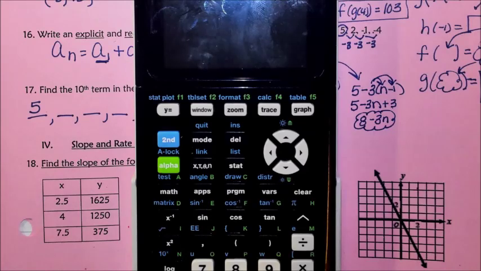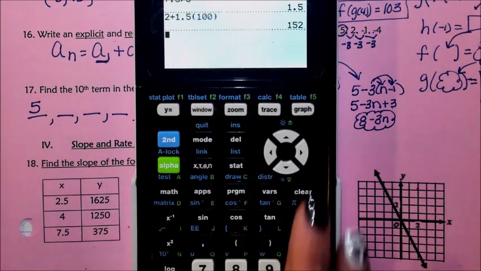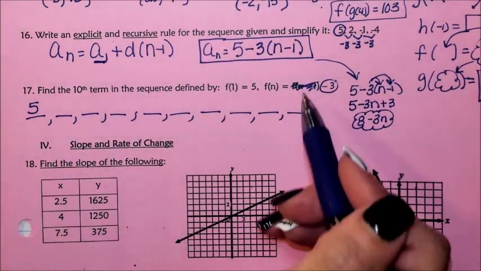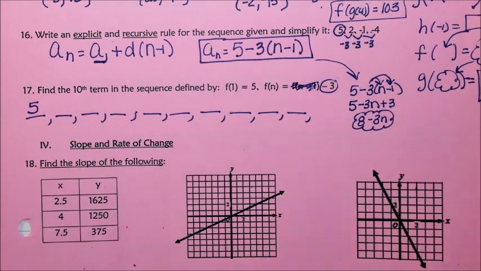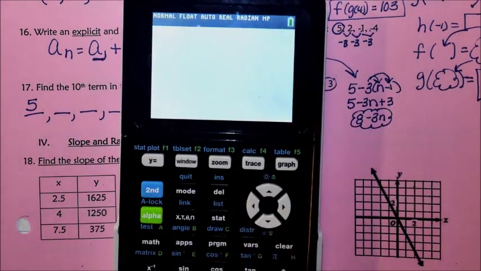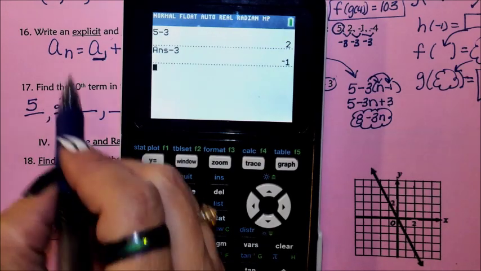So I'm going to get my calculator. I'm going to do this. And by the way, this right here is the recursive rule. So I'm going to say 5 and I'm going to say minus 3. Oops. 5 minus 3. There we go. It's 2.